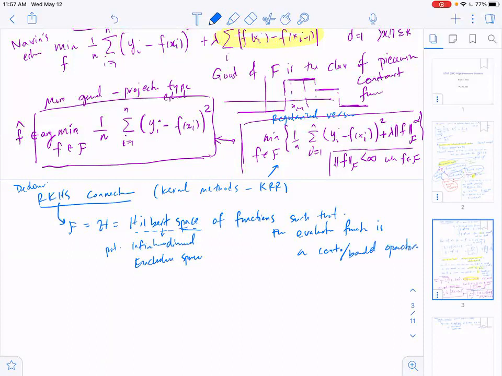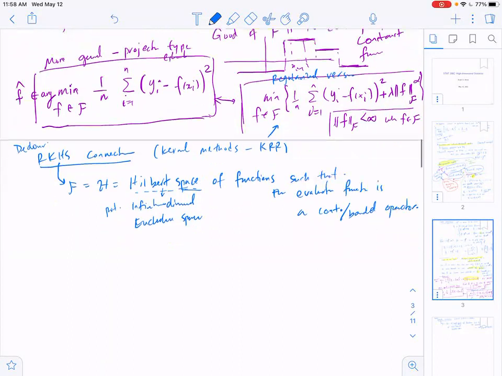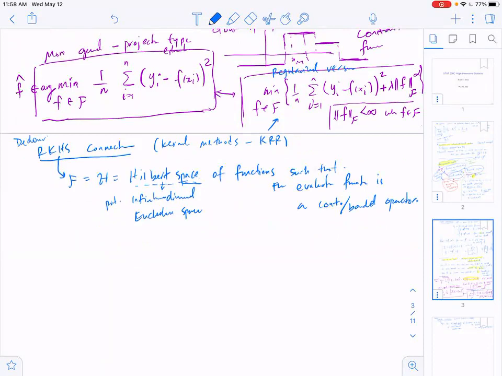So in infinite dimensional spaces, linear operators could be unbounded, and you care about bounded operations. So the idea is, what is an evaluation functional?